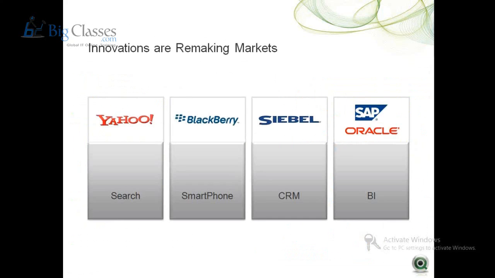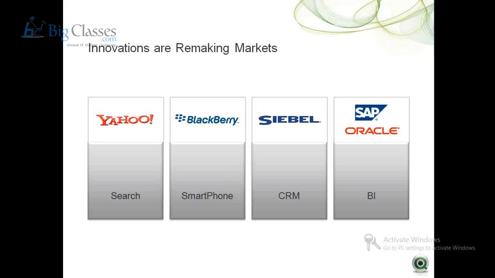In the early 2000s, whenever we went for a search engine, it was Yahoo. If it was a smartphone, it was a BlackBerry. If it was a CRM, it was Siebel. And for any business intelligence tool in early 2000 or 2002, 2005, SAP or Oracle was dominating the entire market.